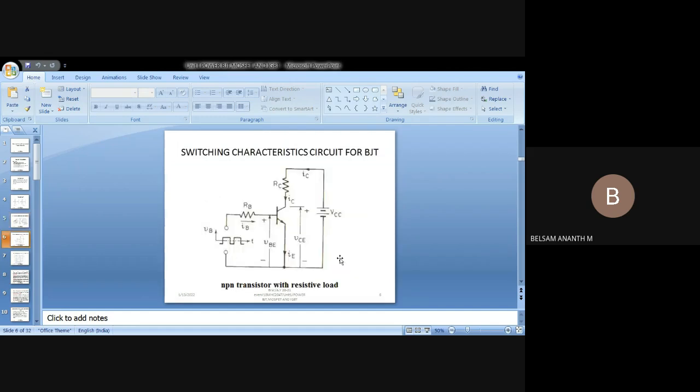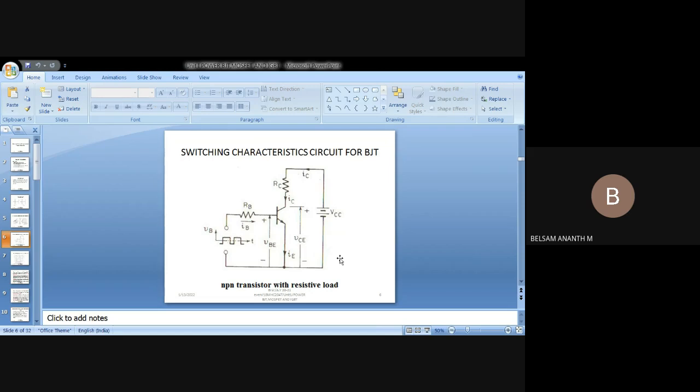What are the switching characteristics of BJT? If you see this diagram, here I'm representing a BJT with an NPN transistor with a resistive load. What loads do we normally consider when we go for an application point of view? Either a resistive load, an inductive load, or a capacitive load. You are aware of that. Normally we check with the help of a resistive load, sometimes depending on the application.